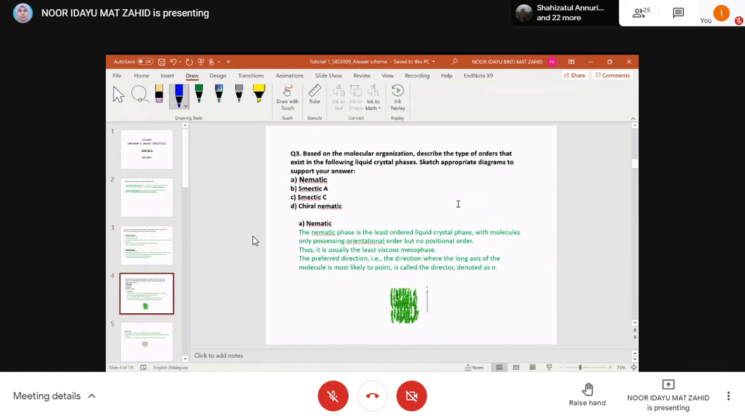Next, question number 3. Based on the molecular organization, describe the type of order that exists in the following liquid crystal phases, and at the same time sketch appropriate diagrams to support your answer.